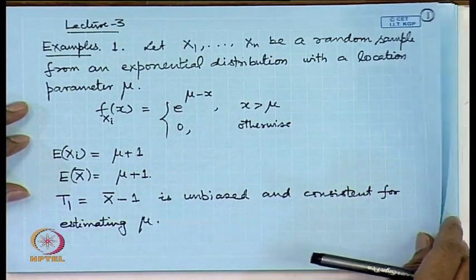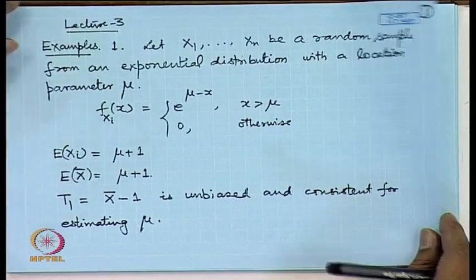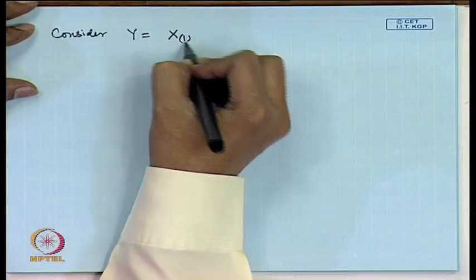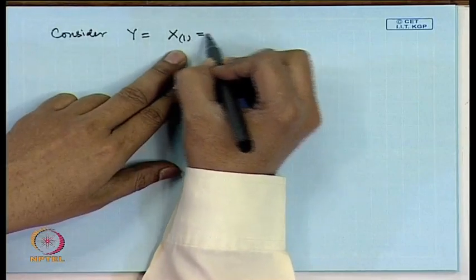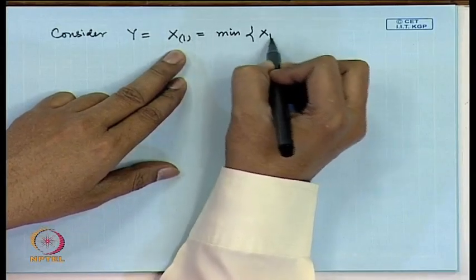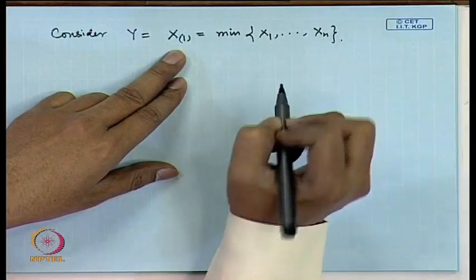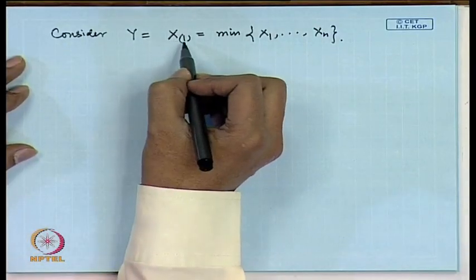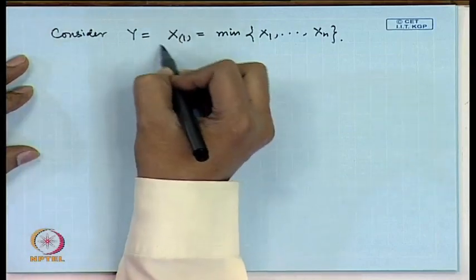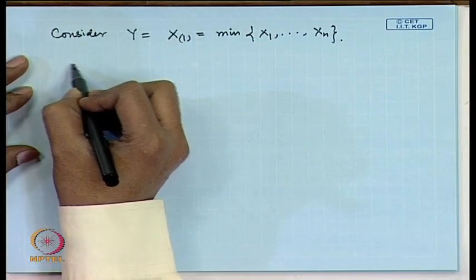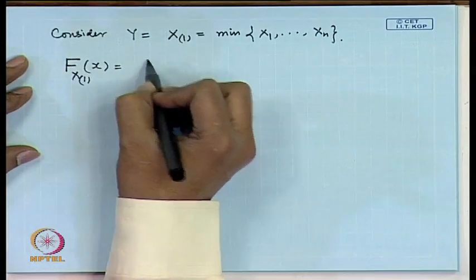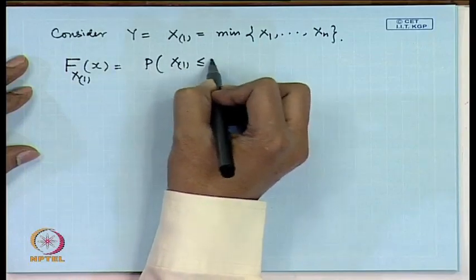Now, in this problem, let me introduce another estimator. Let us consider, say, y is equal to x 1. Here this x 1 denotes the minimum of the observations x 1, x 2, x n. One can derive the distribution of x 1. In fact, in general, if I want to find out the distribution of this, I can find it in the following way. I consider, say, the CDF of this, that is probability of x 1 less than or equal to x.